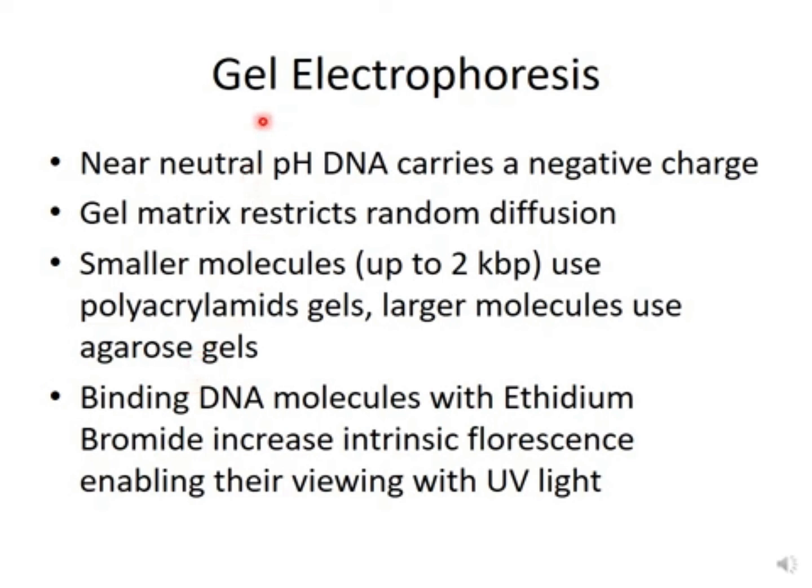Again, gel electrophoresis for DNA is simpler because near neutral pH, DNA carries a negative charge, so we don't need to modify its charge. The gel matrix, similarly to proteins, restricts random diffusion, so we need the gel matrix in order to eliminate any other forces on the DNA strands. Smaller molecules usually use polyacrylamide gels because they have smaller pore size, whereas larger molecules usually use agarose gels that have a larger pore size.